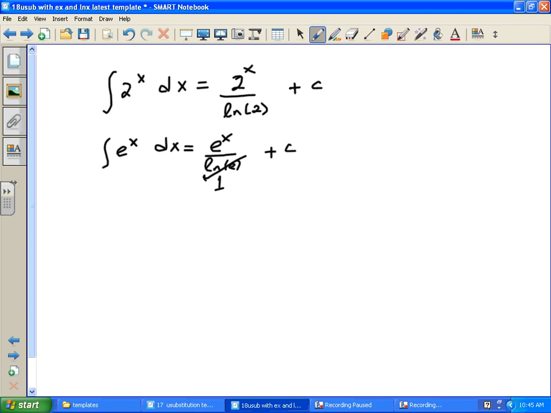Now, why is this rule working the way it is? I'm going to try to show you an explanation of that. So let's try to rewrite 2 to the x.